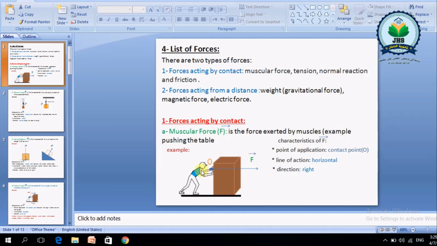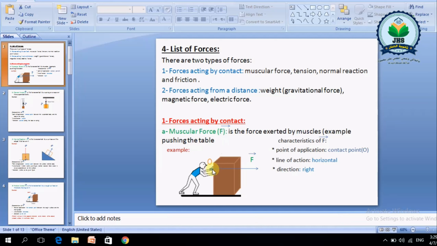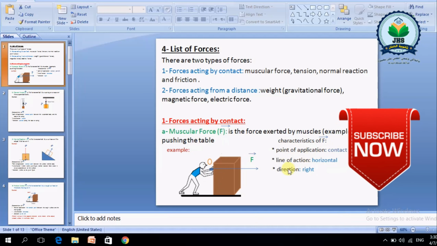As you see here in this figure, this man is pushing the box to the right direction, okay? Then his muscles exert a force on this box, which is called muscular force. And as you see here, there is contact between his hand and the box. It's called O. What are the characteristics of F vector or muscular force? We have point of application, line of action, direction, and the magnitude.